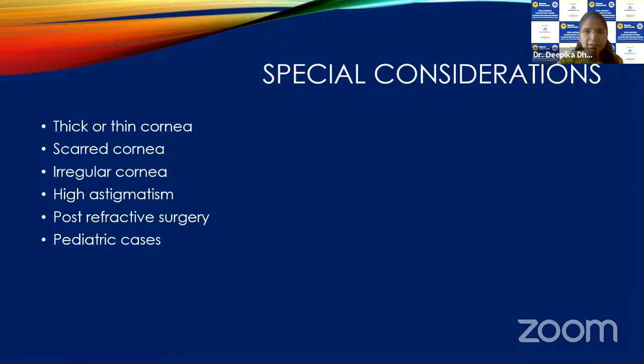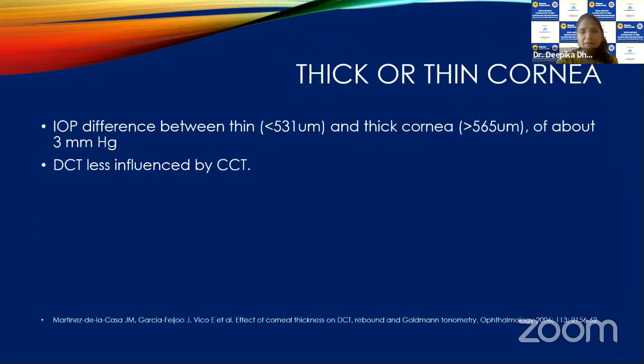I will also tell about special considerations when we have to see the IOP value, because Goldmann is also affected by corneal properties. There are many conditions like thick or thin cornea, scarred cornea, irregular cornea, high astigmatism, refractive surgery cases, keratoplasty cases, and pediatric cases where we have to consider other parameters. In thick or thin cornea, it has been found that a thin cornea usually measures lower, whereas a thick cornea measures higher. But still, we cannot give any correction factor because IOP is also affected by corneal biomechanical properties, and it has been found that DCT is less influenced by corneal thickness.